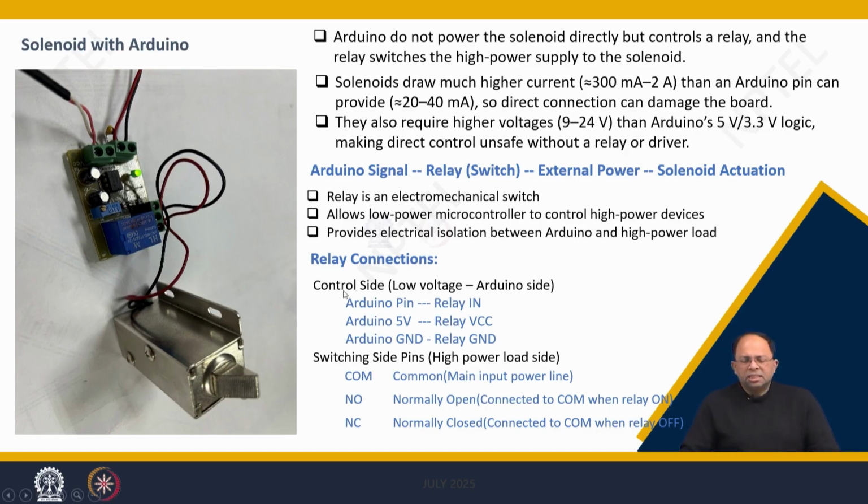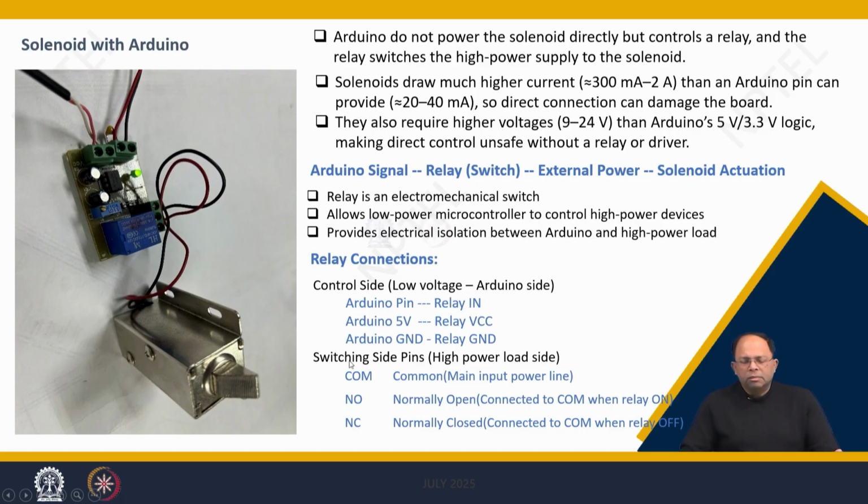So the relay connections are something like this, where there are two sides: the control side, which is the low voltage side, and the high voltage side, which is the actual connection with the normal power, whereas the low voltage side is connected with Arduino. The Arduino's 5 volt pin is connected to the relay's VCC pin, and Arduino's ground is connected with the relay's ground as well. Then we can set the Arduino pin high or low, and accordingly we can control the relay.